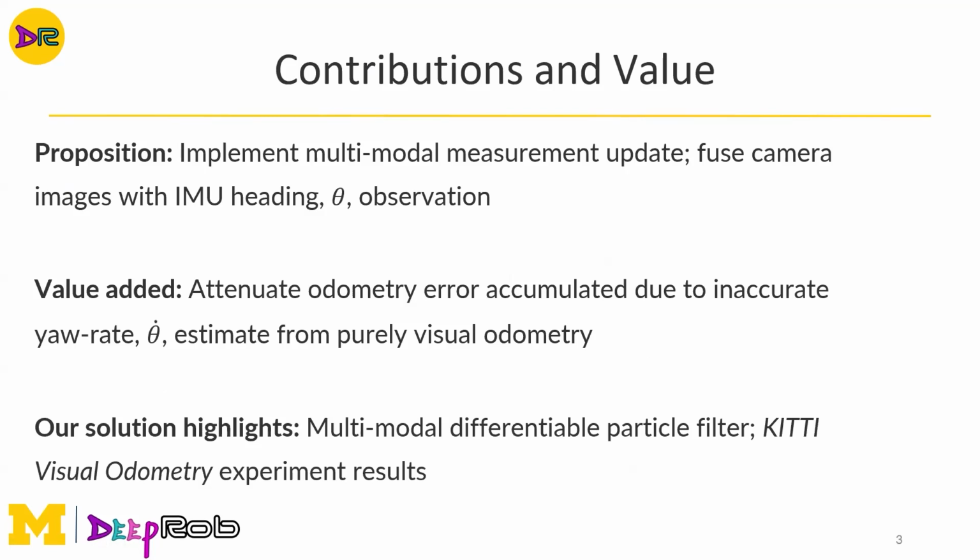So for the contributions and value of our extension, our proposition is basically to implement a multimodal measurement update. In particular, we are fusing the original camera difference images that are used as an observation with a secondary observation provided from an IMU, which provides heading in addition to angular velocities and angular accelerations. And the value added with this proposition is basically we are attempting to attenuate the odometry error that is accumulated due to just integration of heading velocity over time.